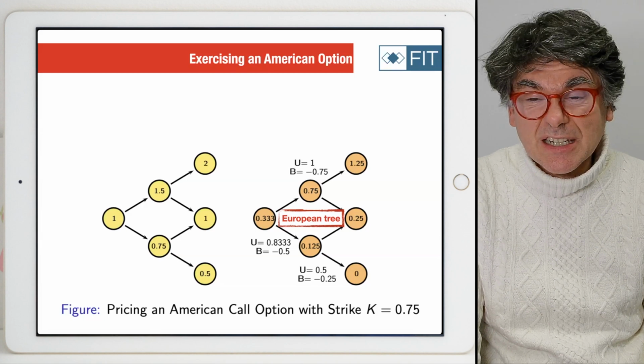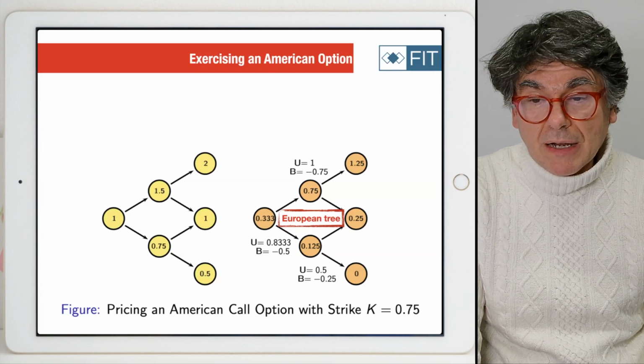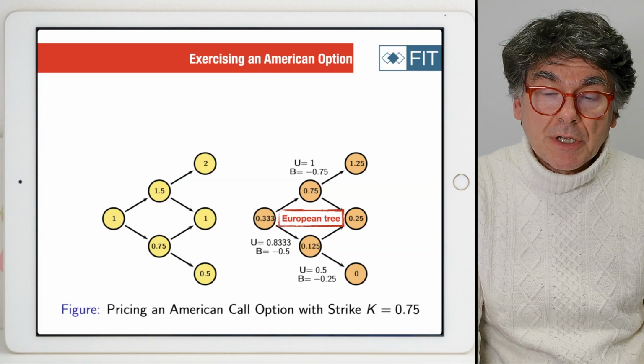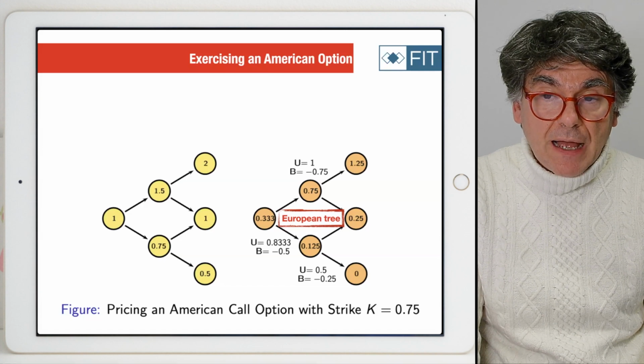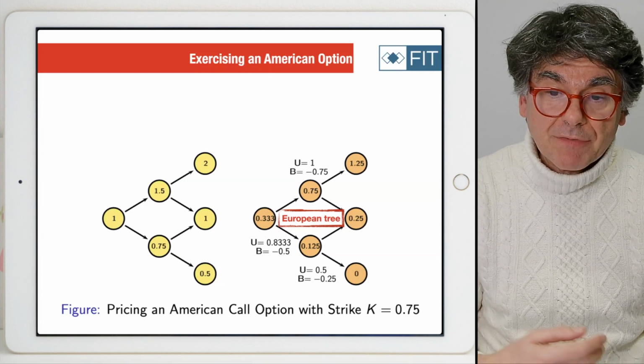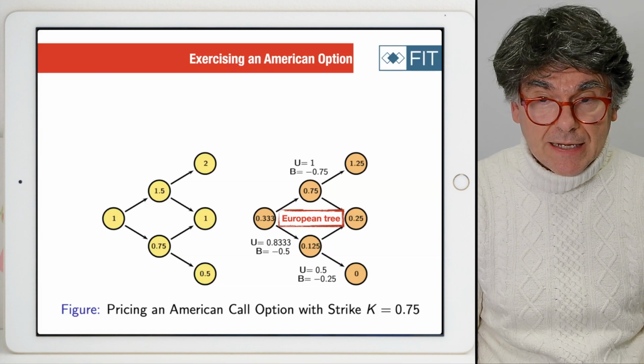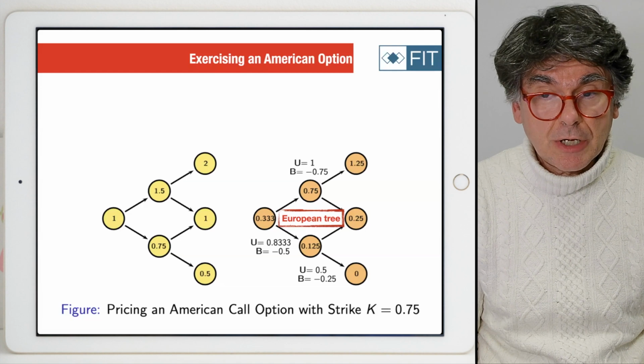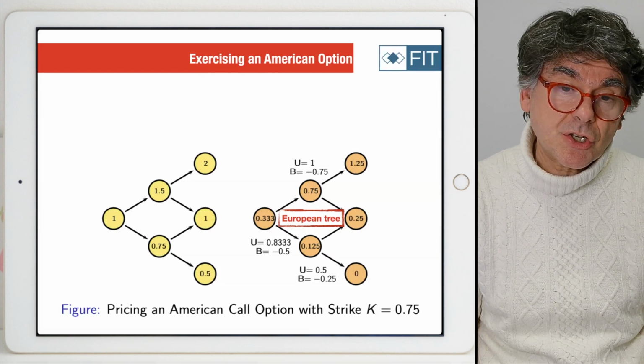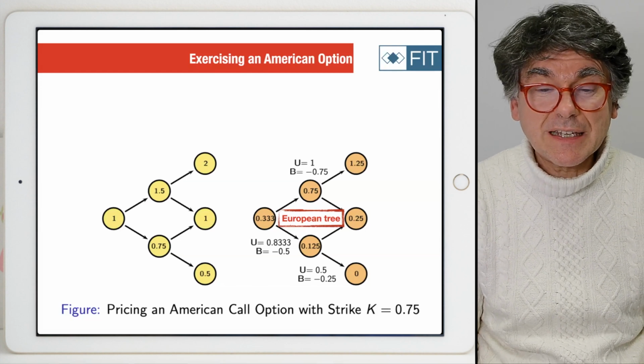In this case, the decision is kind of irrelevant because the option value, if I don't exercise, is 75 cents because it's a European option. And if I exercise, the stock is $1.50, the strike is 75 cents. So I also get 75 cents. So in this case, I'm indifferent.